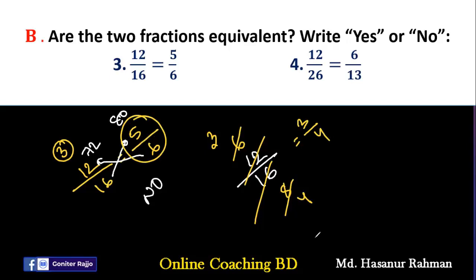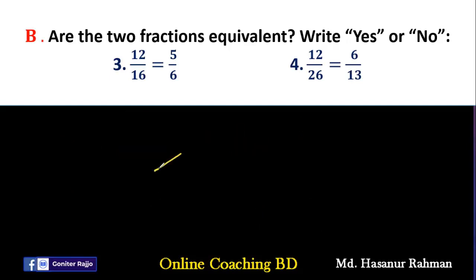So number 3, no. And number 4, 12 divided by 26 equal to 6 divided by 30. We have to identify whether this one is equivalent or not. Look, if we divide 12 and 26 both by 2, then 2 6s are 12, 2 13s are 26, 6 by 30. So that one is an equivalent fraction.